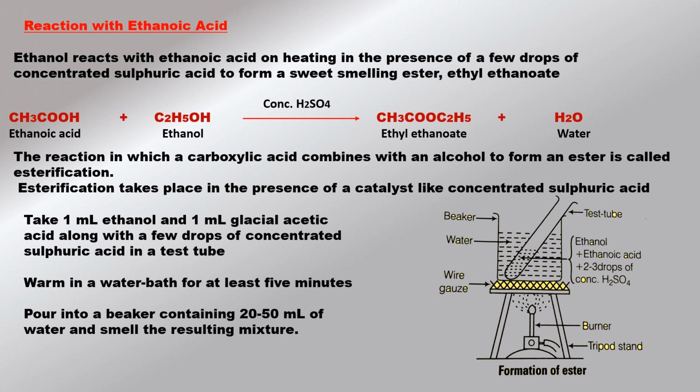Reaction with ethanoic acid, formation of ester. Ethanol reacts with ethanoic acid on warming in the presence of a few drops of concentrated sulfuric acid to form a sweet-smelling ester, ethyl ethanoate. The reaction in which a carboxylic acid combines with an alcohol to form an ester is called esterification.